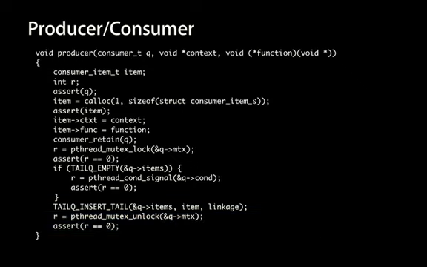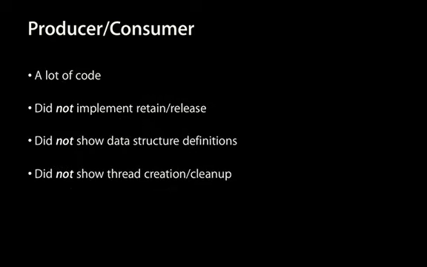It's a lot of code, and we didn't even describe all the other things you'd have to implement to make a producer and consumer safe. We didn't talk about any retain release issues for these items or the data they track. That's more code you might have to implement. We didn't show the data structure definitions for these items, and we didn't show the creation of that thread or how you might do the appropriate tracking to know when you can clean it up.